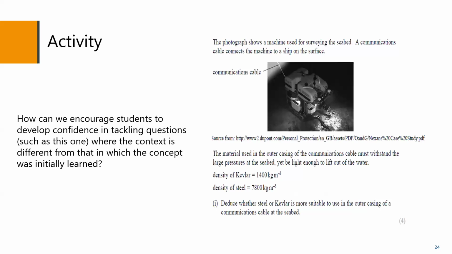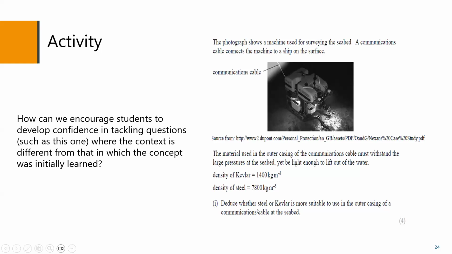The photograph shows a machine used for surveying the seabed. A communications cable connects the machine to a ship on the surface. You can see the communication cable labeled on the photograph and then the internet source of the photograph. The material used in the outer casing of the communications cable must withstand the large pressures at the seabed, yet be light enough to lift out of the water. And then it gives the density of Kevlar and the density of steel.